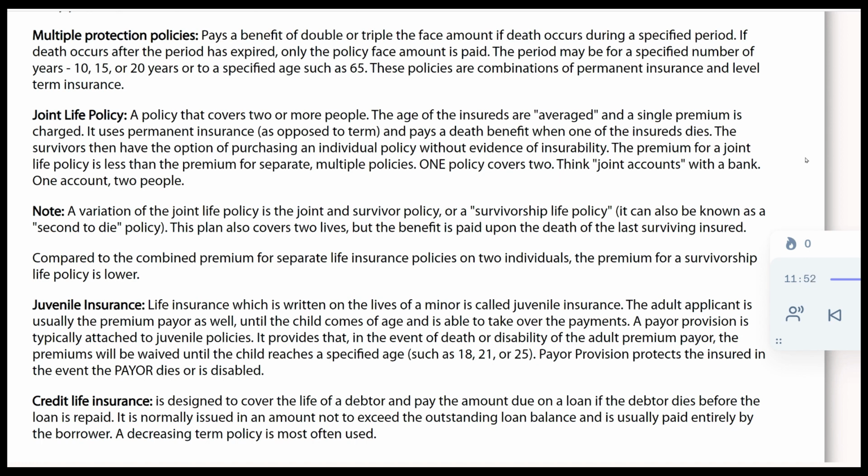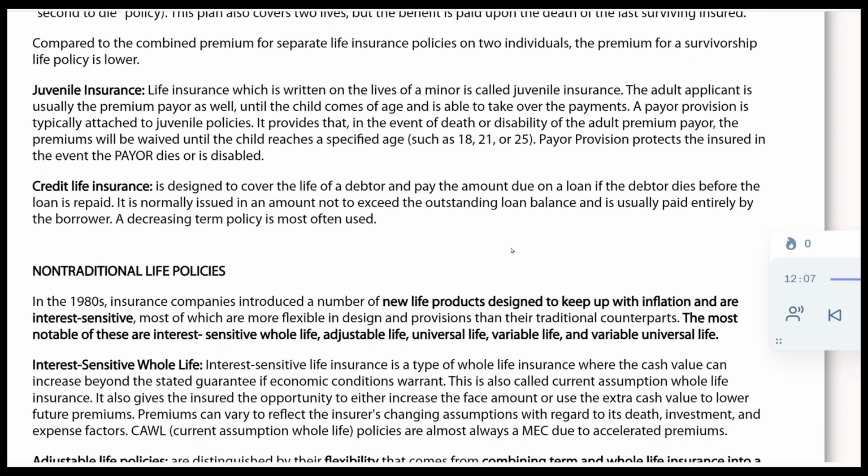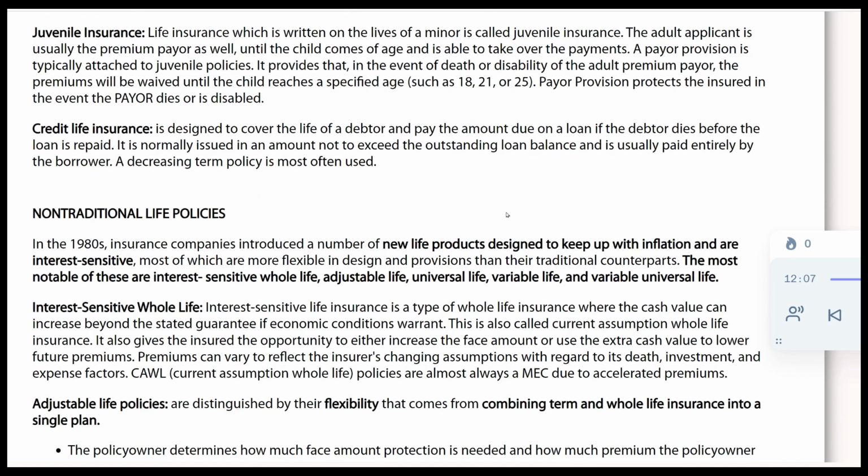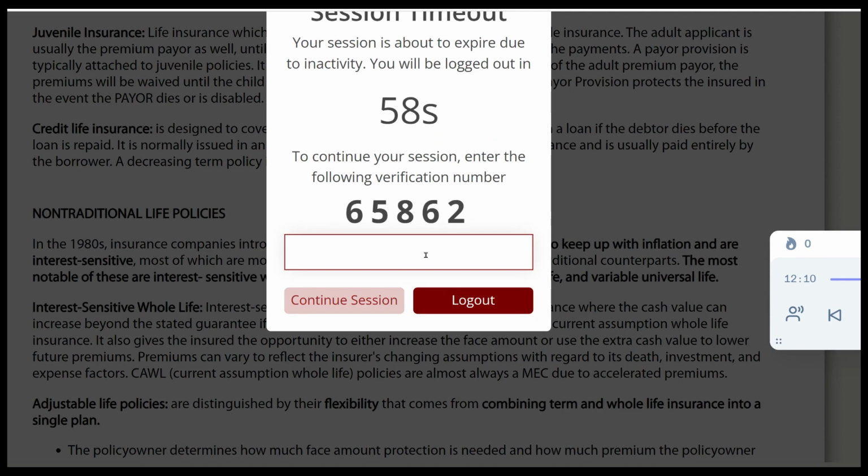The adult applicant is usually the premium payer as well, until the child comes of age and is able to take over the payments. A payer provision is typically attached to juvenile policies. It provides that in the event of death or disability of the adult premium payer, the premiums will be waived until the child reaches a specified age, such as 18, 21, or 25. Payer provision protects the insured in the event the payer dies or is disabled.